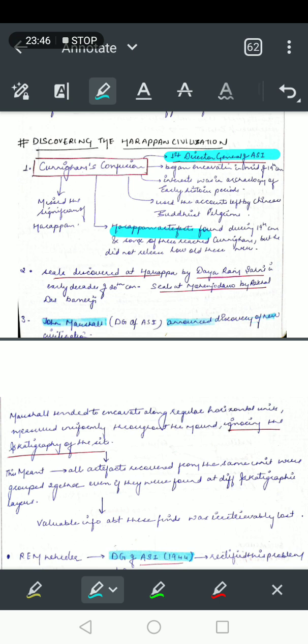Next, seals were discovered at Harappa by Dayaram Sahni and at Mohenjo-daro by Rakhaldas Banerjee, and they are basically considered the founders of the Harappan and Mohenjo-daro civilizations respectively. Now it was John Marshall, also Director General of the ASI, the Archaeological Survey of India, who announced the discovery of this new civilization, the Harappan civilization.